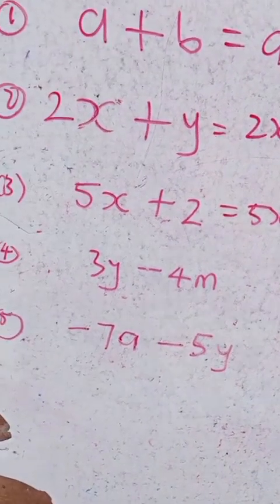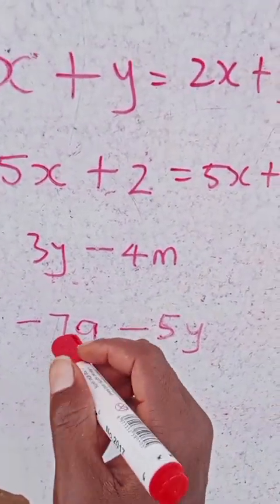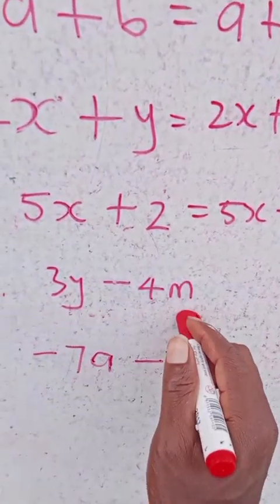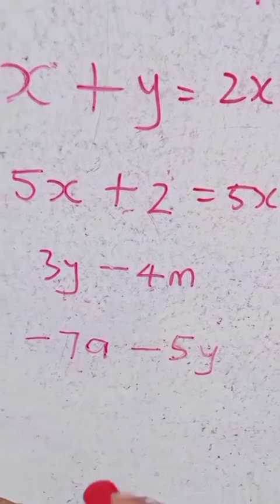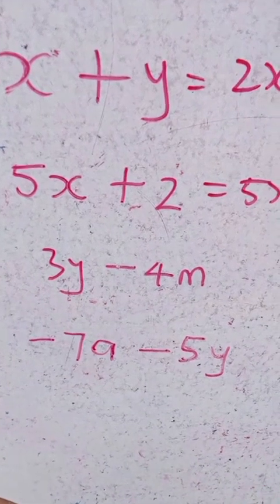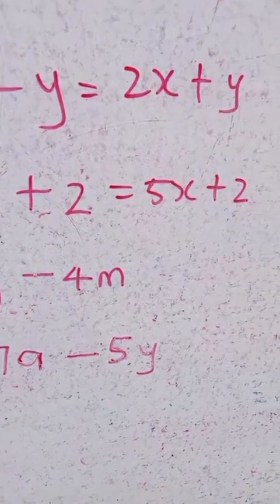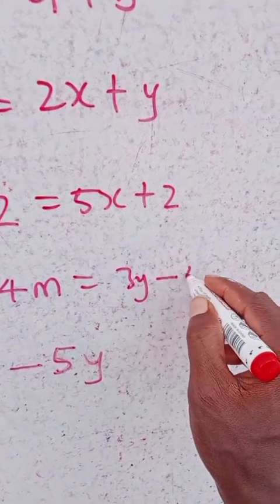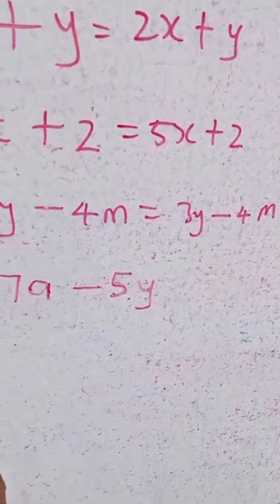Then the next one is 3y minus 4m. Check: are the alphabets the same? Once the alphabets are not the same, my brother, you cannot subtract them. Are you seeing it? Just leave it like that. So 3 goats minus 4 fowls. You still remain 3 goats minus 4 fowls. You see how easy it is?